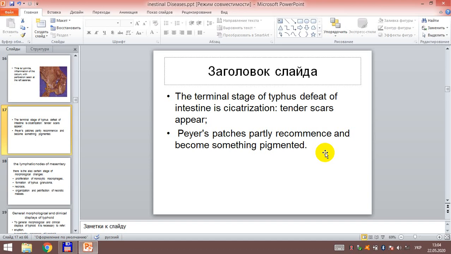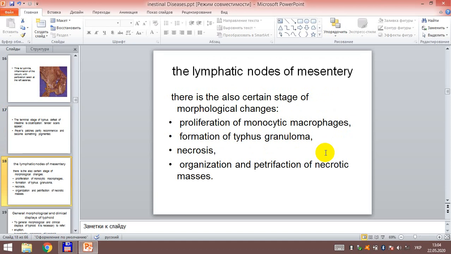The terminal stage of typhus defeat of the intestine is cicatrization. Tender scars appear. Peyer's patches partly recover and become somewhat pigmented. In the lymphatic nodules of the mesentery, there is also a certain stage of morphological change: proliferation of monocytic macrophages, formation of typhus granuloma, necrosis, organization and petrification of necrotic masses.